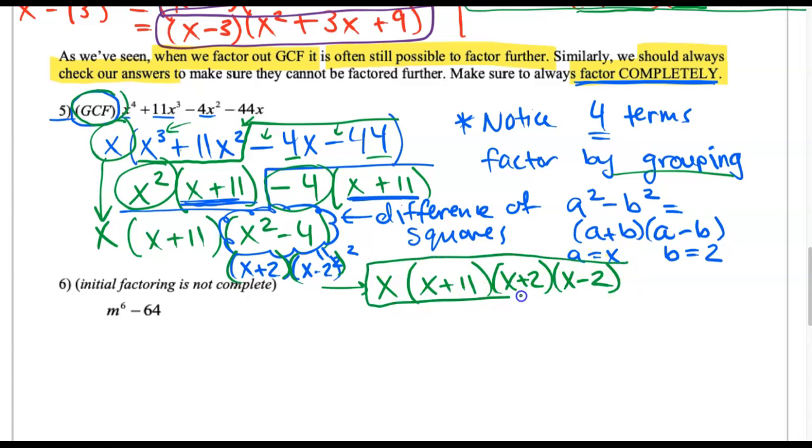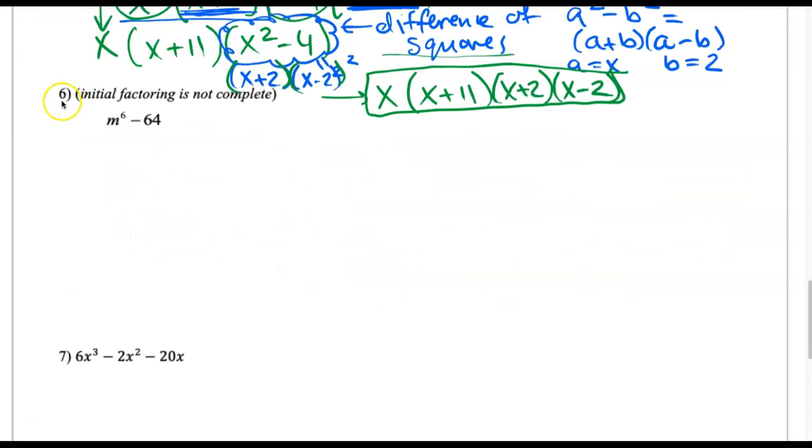So notice I was able to get 4 factors for this polynomial by using our techniques of taking out a GCF, factoring by grouping, and using the difference of squares formula. Now in number 6, this is a situation where we might notice, oh, this looks like a difference of squares.